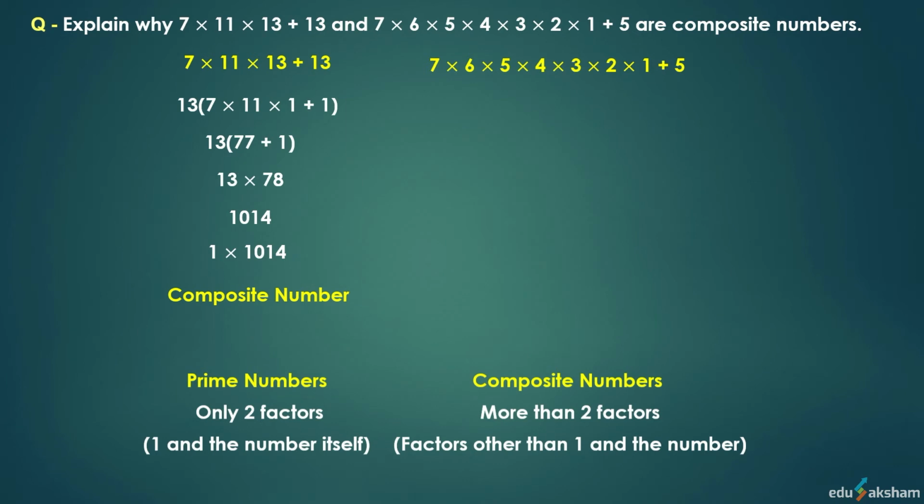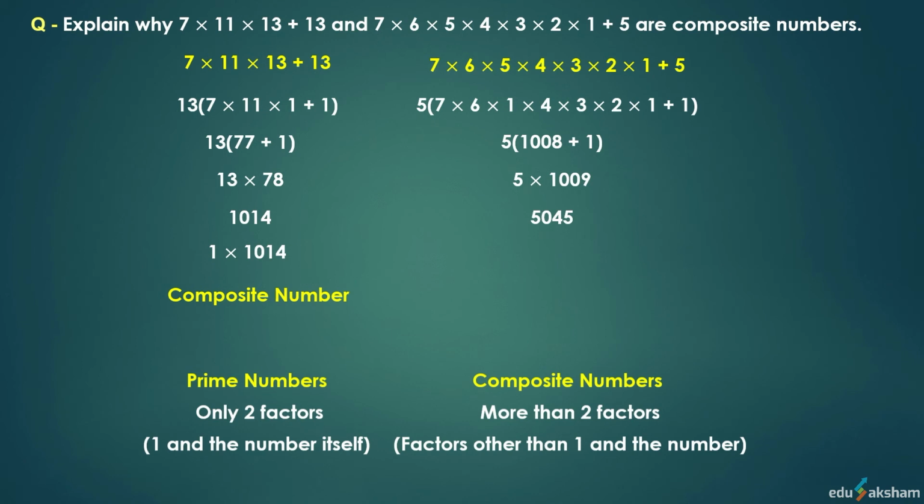Taking 5 common from this expression, we can write it as 5 times (7 × 6 × 1 × 4 × 3 × 2 × 1 + 1), which can be further simplified as 5 times (1008 + 1), which is written as 5 times 1009. On finding the product of 5 and 1009, we will get the value of the number, which is 5045.